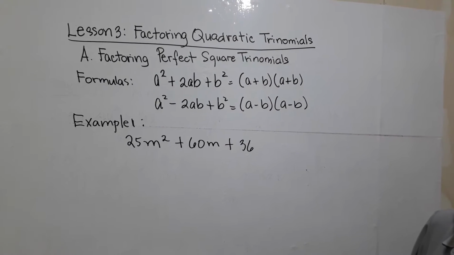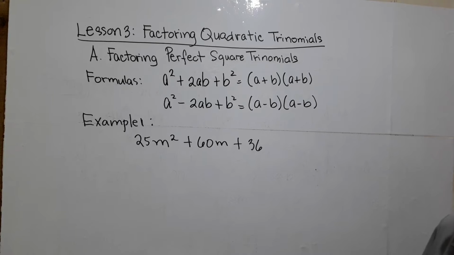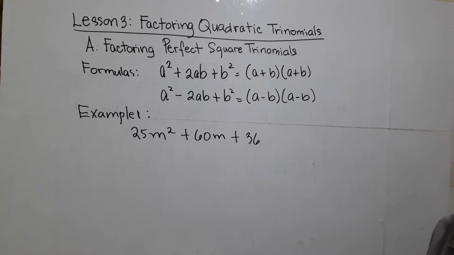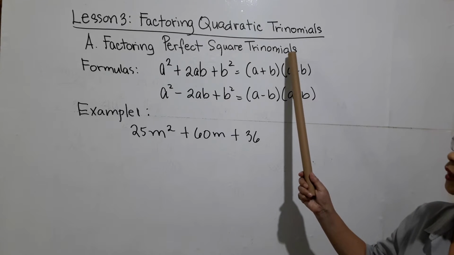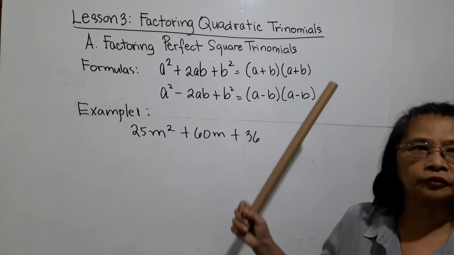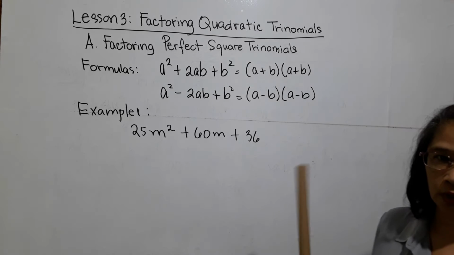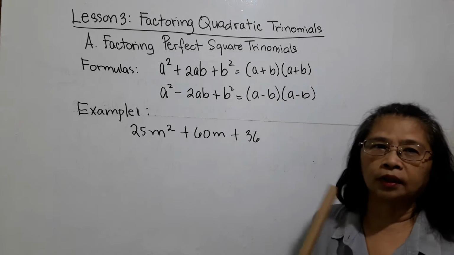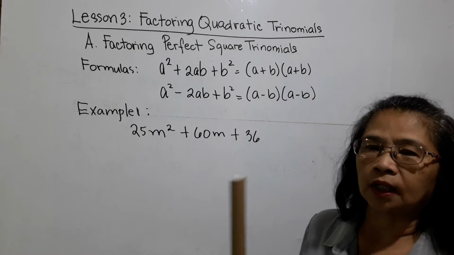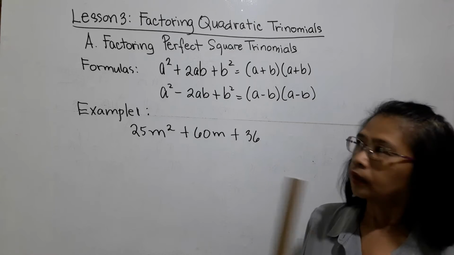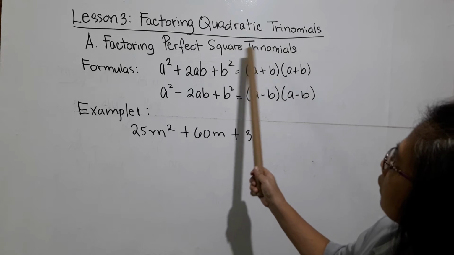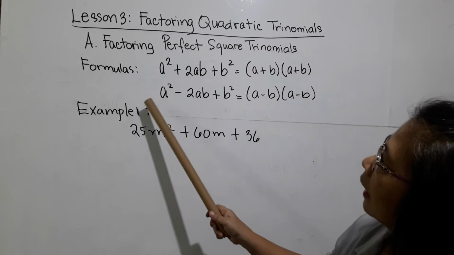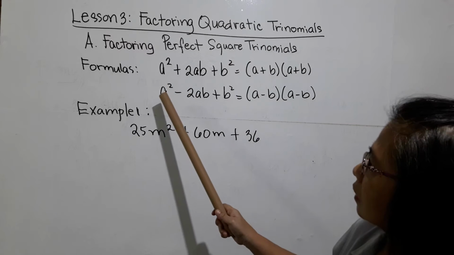So we have two sets of factoring quadratic trinomials, but we will start first with factoring perfect square trinomials, wherein the first and the third terms are perfect squares. You know already how to identify terms which are perfect squares. In factoring perfect square trinomials, we will be guided by two formulas.